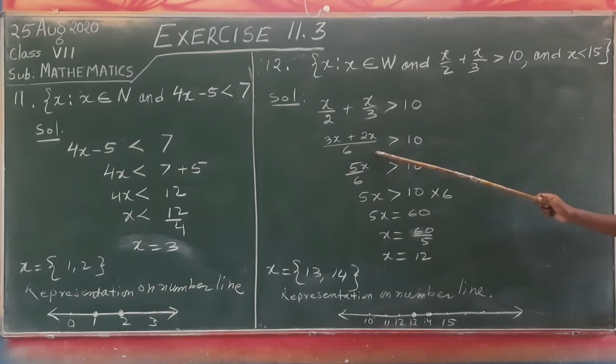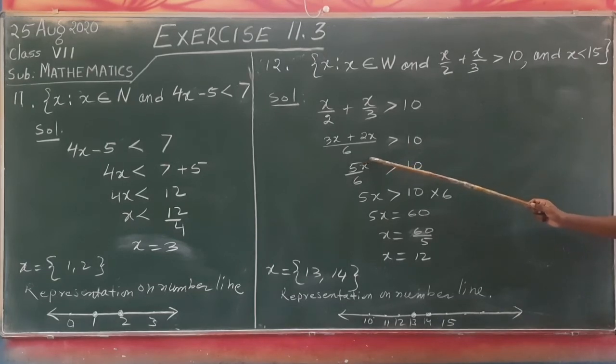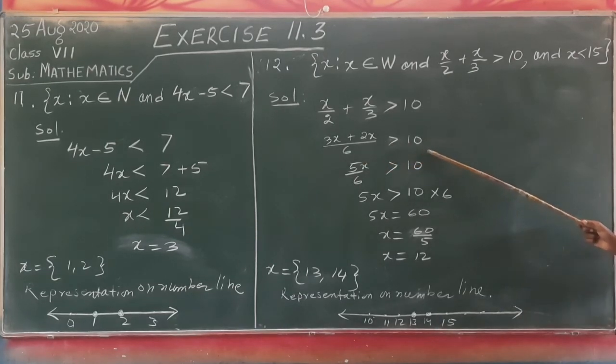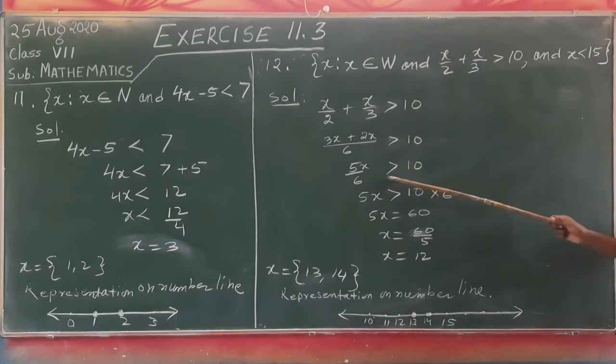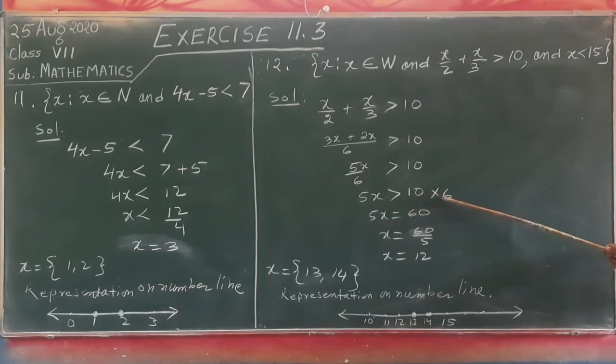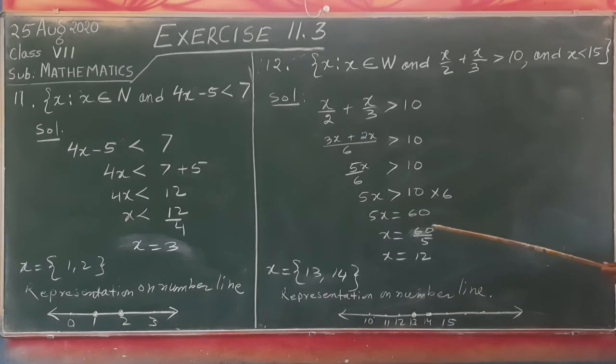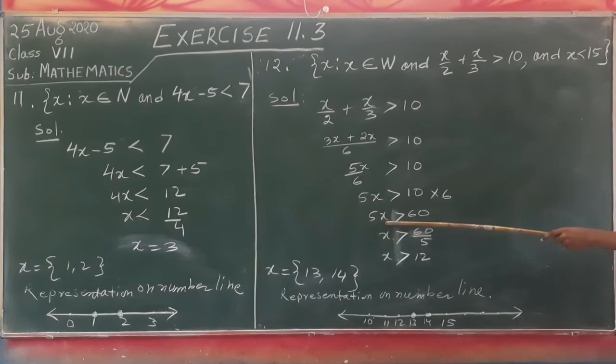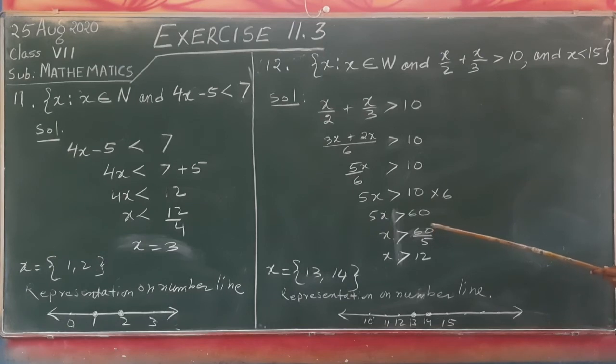For 2 and 3, on finding the LCM, we get what? 6. And the numerator, 3x plus 2x is greater than 10. Now we get 5x upon 6 is greater than 10. Now 5x is greater than 10 into 6. 6 has come to the right-hand side, transposed, division has become multiplication. Now 5x is greater than 60. And x is greater than 60 upon 5. On transposing and dividing, we get x is greater than 12.